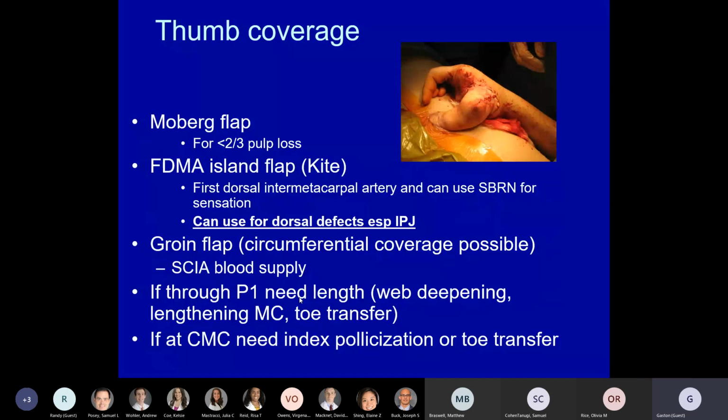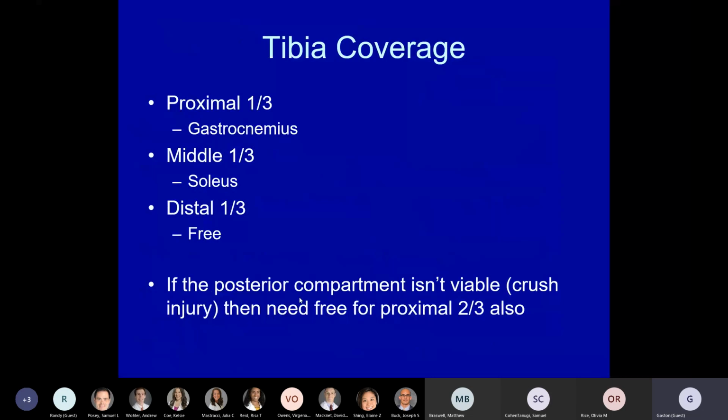If they give you an amputation of the thumb and now it's healed, but it's short and it's at the proximal phalanx or metacarpal level, you can look for metacarpal lengthening. Toe transfer is also an option. And if it's way down at the CMC joint, you're either going to do a toe transfer or an index pollicization.